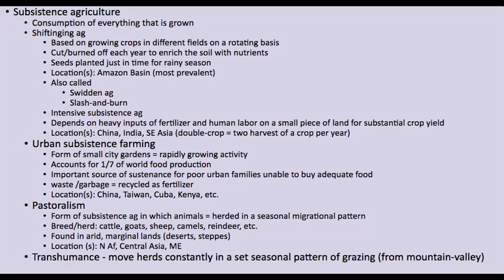The next one is pastoralism. Nomadic pastoralism is another way of talking about it. This is a form of subsistence agriculture in which animals are herded, with a seasonal migration pattern. Again, they get to choose their breed, their herd.